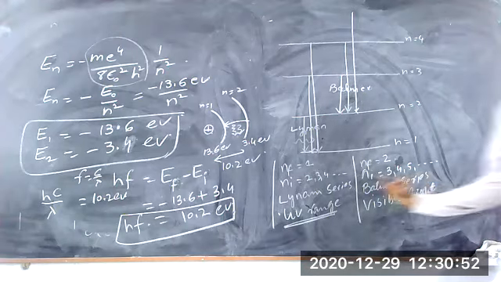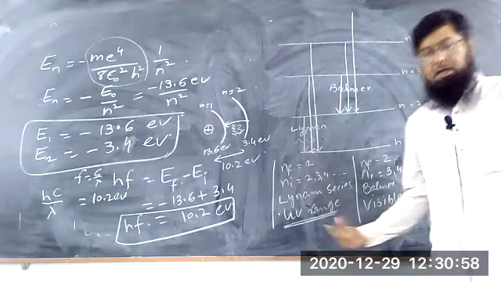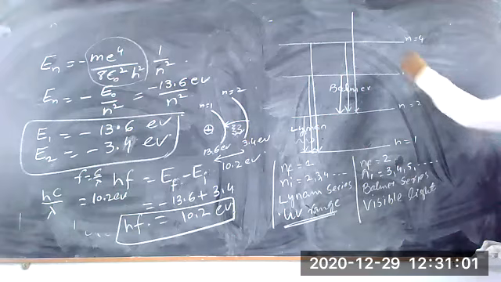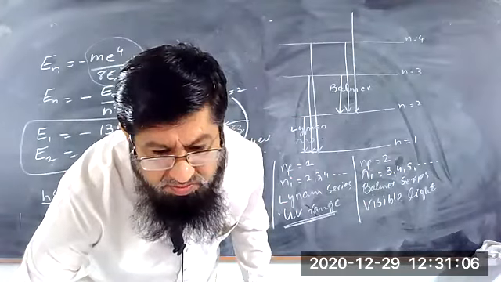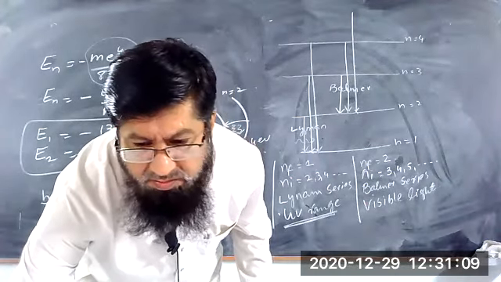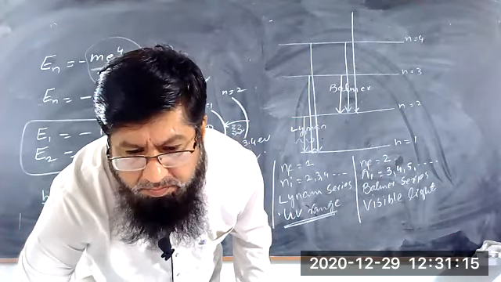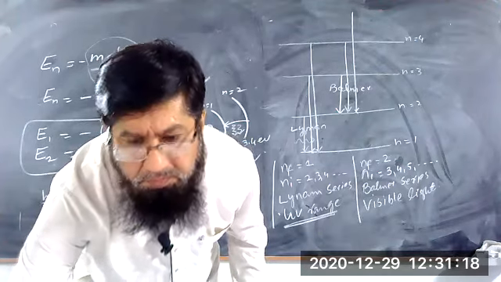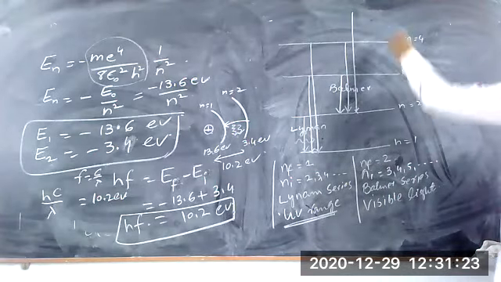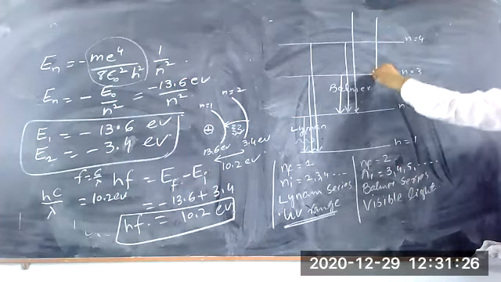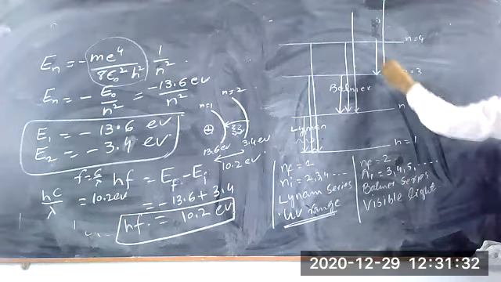This Balmer series gives the range in the visible light. Similarly, again, the electron may be excited into the n equal to 3 level, from 4 to 3, from 5 to 3 and so on.